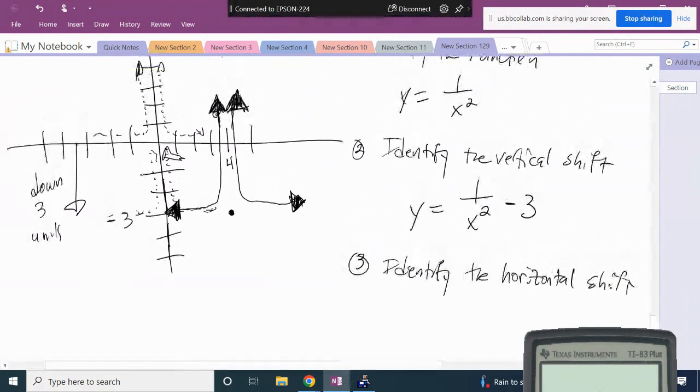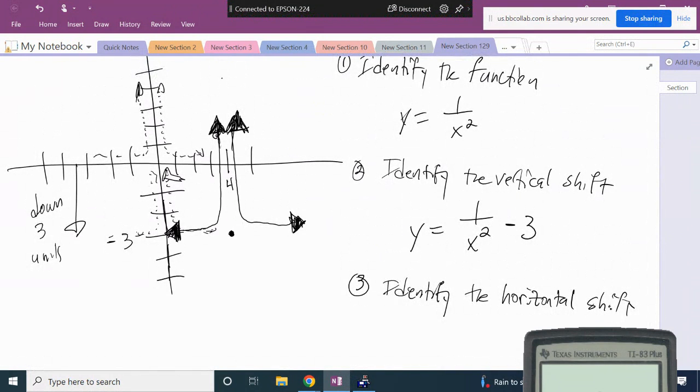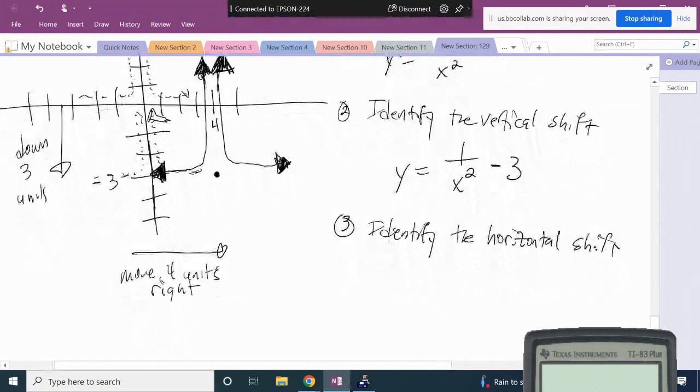All right, so we identified it as the reciprocal function. We moved it down 3 units, so we just simply subtracted 3 from our reciprocal function. And now we're moving it 4 places to the right. So since we're moving 4 units to the right, we want to subtract 4 from within our function, right? So this is how we're going to write that out.